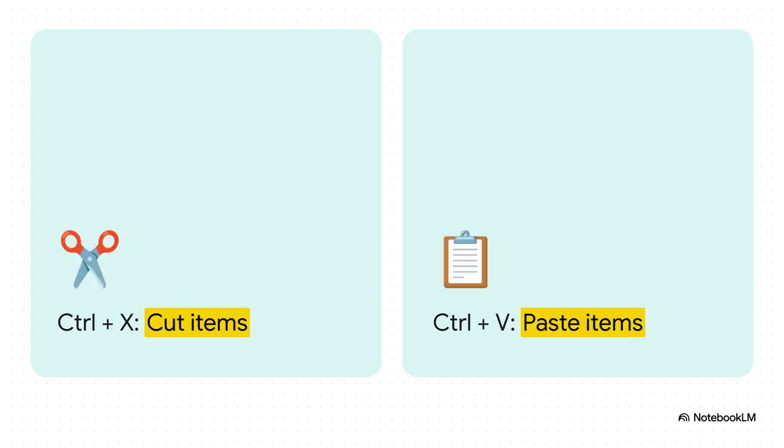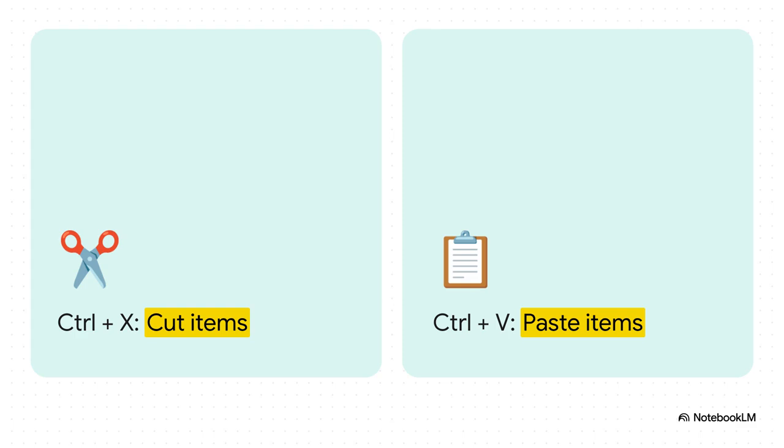Next, we really need to contrast these two essential keys to highlight the difference between just copying data and fully relocating it. While Control+C copies an item, Control+X physically cuts it, completely removing it from its original location. Then Control+V pastes it exactly where you want it.